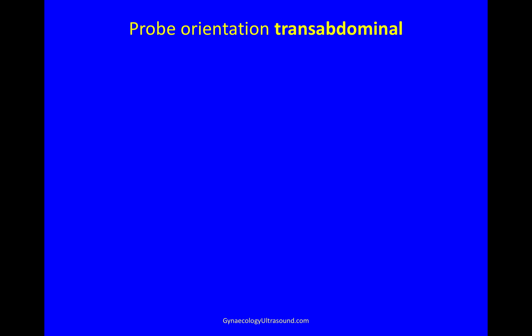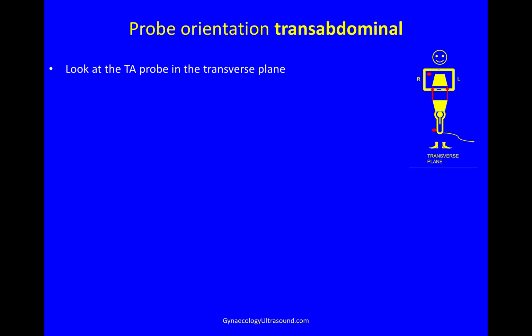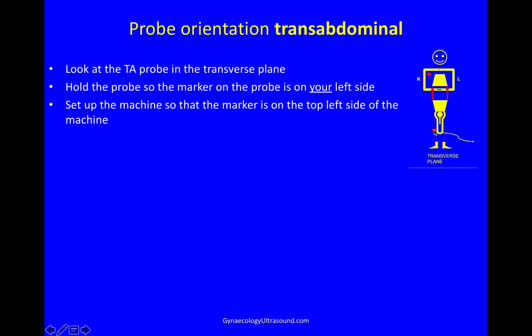Probe orientation is really important to being able to interpret what you're looking at. So if we start transabdominally, it's easier to understand. If you look at the probe in the transverse plane, you hold the probe so the marker on the probe is on your left, so you can see a strip that goes across the top of the probe from left to right. So you want to hold it with the strip in this orientation and the marker on your left. And then you set up the machine so that the marker is on the top left of the machine, which is the patient's right, of course.